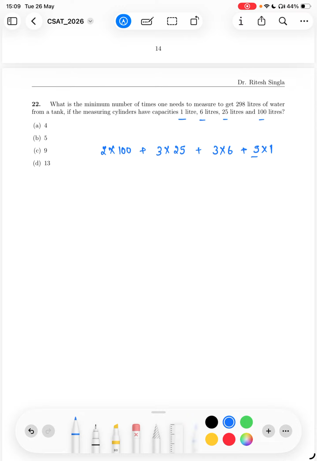So in total you are 5, 3, 8 and 3, 11 and 2, 13. So 13 is your correct answer. As simple as that. You have 298 liters of water.